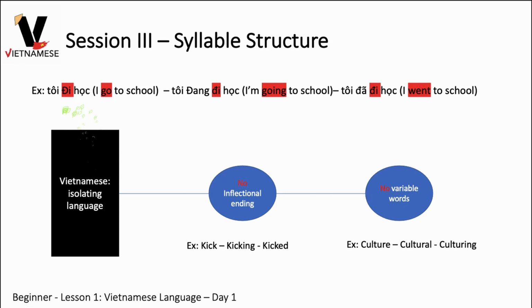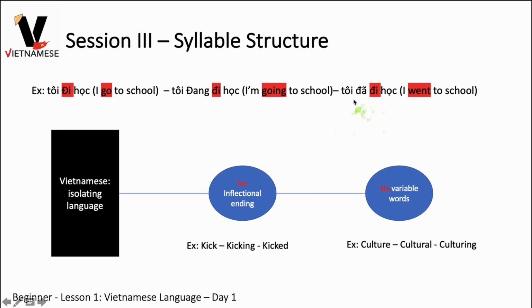For example, with the word đi, which means go in English. Tôi đi học is I go to school. But what happens if I want to change the sentence into the continuous tense? With English, I would have to change go into going, put ing behind go. But in Vietnamese, this word đi stays the same. But I put one more word before that word, đang, to express the time that I'm going. Tôi đang đi học means I'm going.